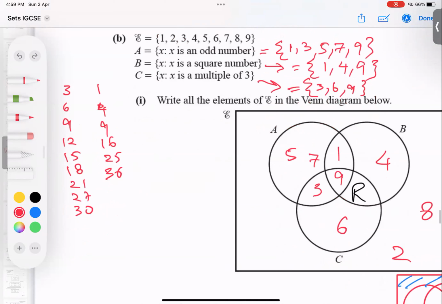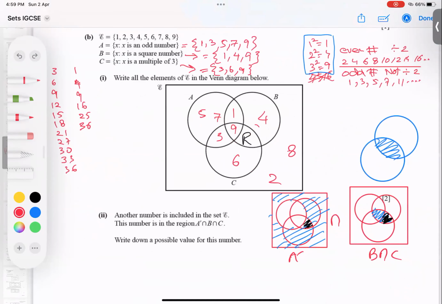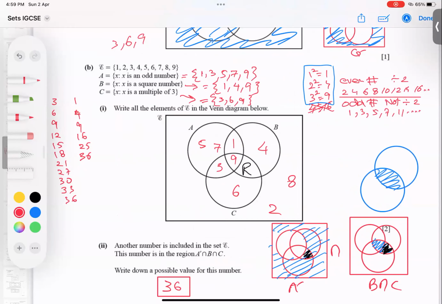Okay, okay. Now, I think 3 11s are 33 and 3 12s are 36. Oh, it matches. So it means such a number which is a square number and a multiple of 3. So 36 is the number. So this R region, the number value we're looking for is 36. A little bit tough it was, but I hope you got the concept very well. So Alhamdulillah Rabbil Alameen, and let's go for the next point.